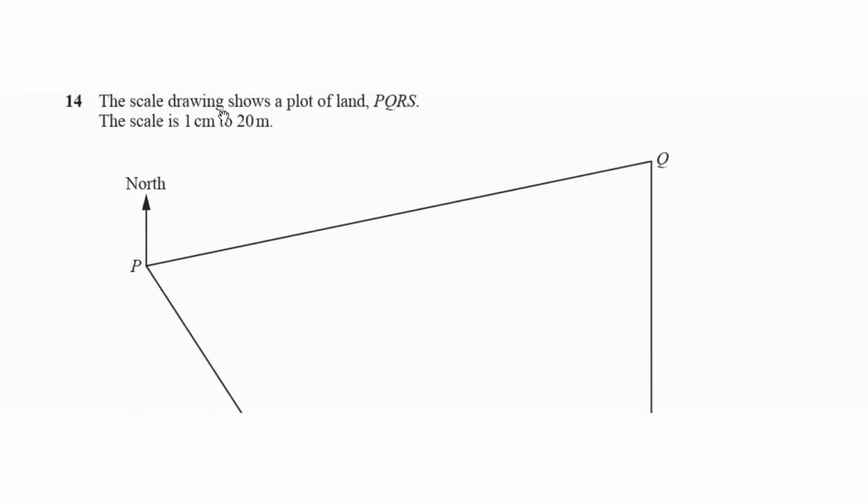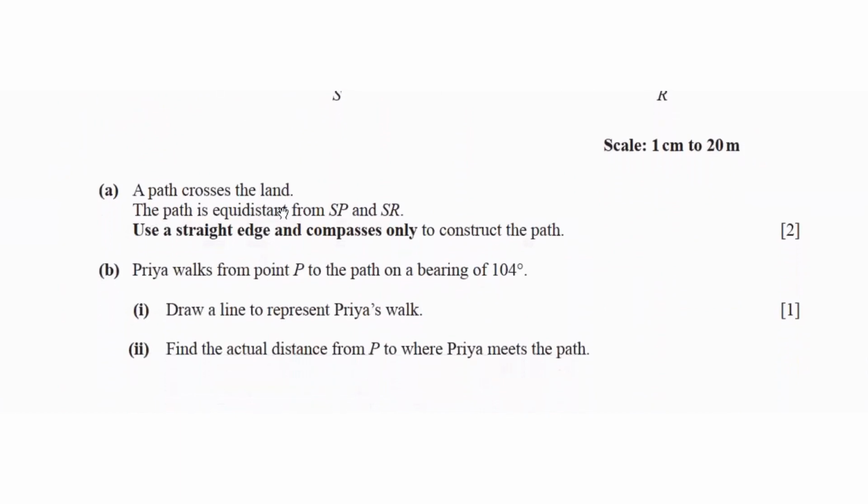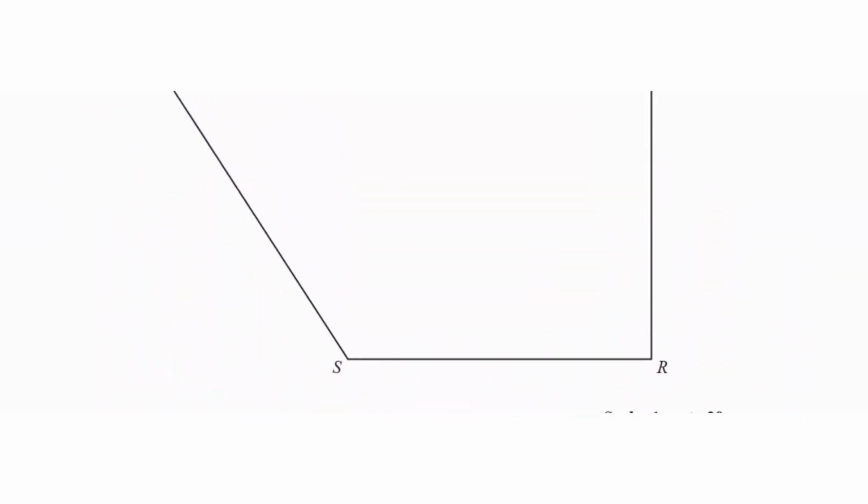Question 14 says the scale drawing shows a plot of land PQRS. The scale is 1 centimeter to 20 meters. A path crosses the land. The path is equidistant from SP and SR. Use a straight edge and compass only to construct the path. So since it's equidistant from SP and SR, that means you will draw an angle bisector at S.